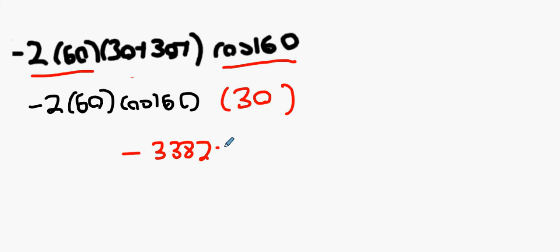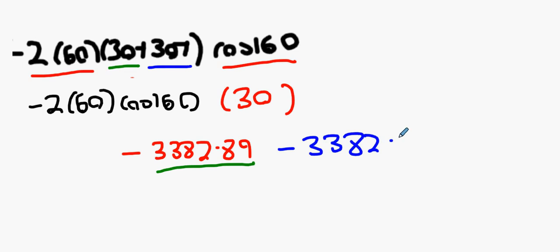Minus 3,382.89. So would everybody agree that there's two answers there? Are you ready? The green part is the number that has no variable in it, and the blue part is the part that has the t in it. Is everybody happy with those two? Alright, I'll pause there. So any questions on this part?